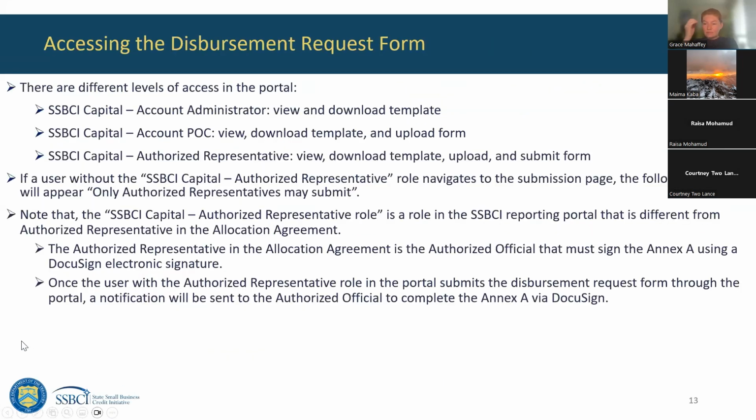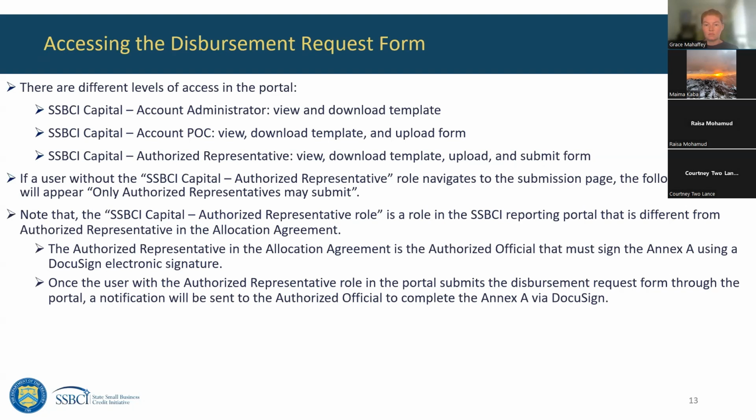Okay, accessing the disbursement request form. A user will have different levels of access based on their assigned role in the portal. Jay Flowers will be going over the different levels of access in his demonstration later, but we want to highlight the different levels here. The account administrator role is the most restrictive role. This user can only view and download the template. The account point of contact or POC role is also able to view and download the template, but this user can also upload a completed report. Lastly, the authorized representative role can view, download the template, upload a completed report, and is the only user who can certify and submit a report.